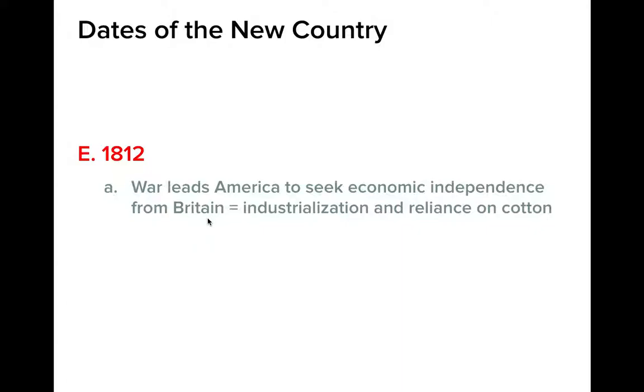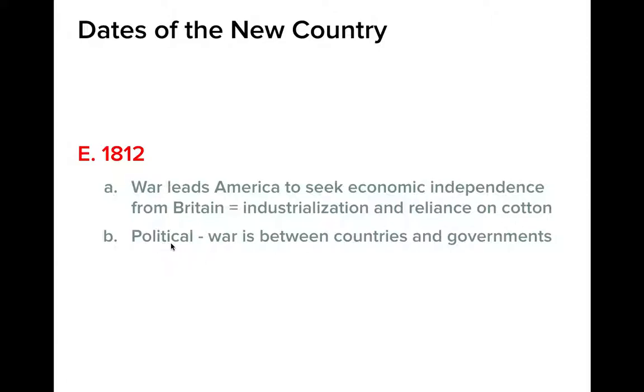They're now going to do it on their own, and this leads to industrialization, but it also leads to the United States relying on cotton to make a lot of money, which has a trickle-down effect because it increases slavery, and it also increases the desire to take land from native people. B, political factor, wars between two countries and governments, so we have a political factor here.